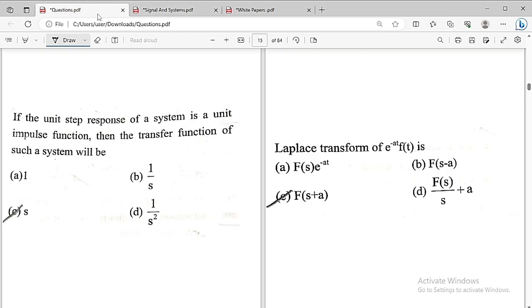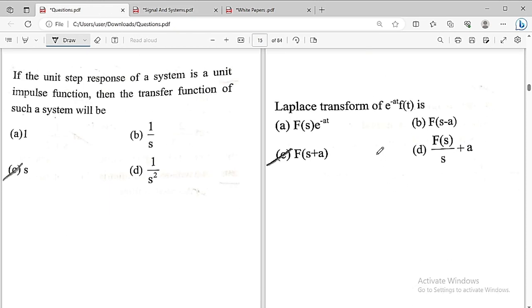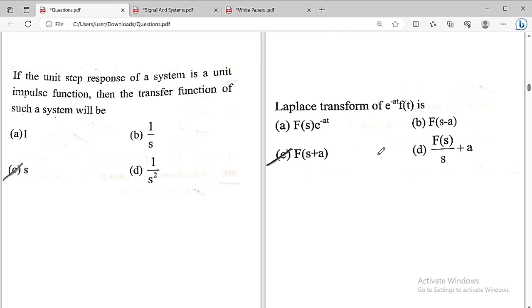So now we are going to solve the other question. See the question here. The Laplace transform of e to the power of minus at into f of t is. In this question, they are asking what is the Laplace transform of e to the power of minus at into f of t. Of the four options, option C, f of s plus a, is the correct solution of this question. So let's solve this numerical.